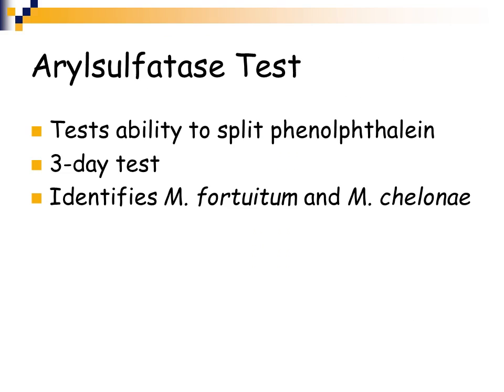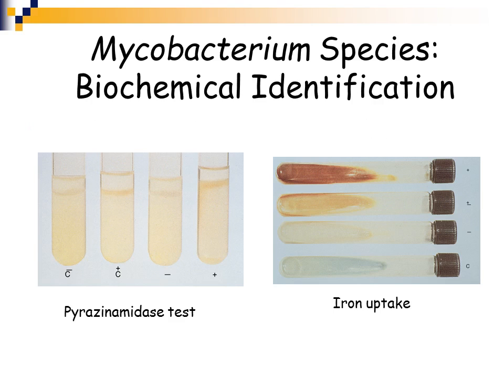There's the arylsulfatase test, which tests the ability of Mycobacterium to split phenolphthalein, which is another 3-day test, and it identifies Mycobacterium fortuitum and chelonae. There's also a pyrazinamidase test. There's an iron uptake test. So there's a lot of different tests that you can use for Mycobacterium, but because most clinical labs have systems like BACTEC, SeptiCheck, and MGIT, they don't need to use all of these different biochemical tests anymore.